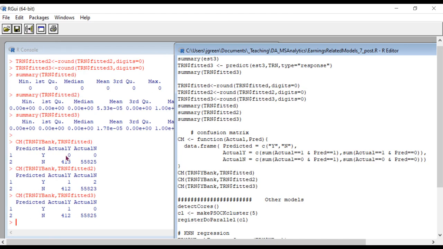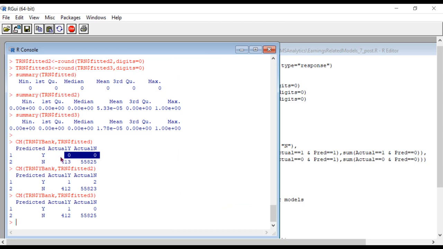So here we predicted nothing with bankruptcy. That means for those that were actually bankrupt, we have 413 that actually went bankrupt, and 55,825 that were not bankrupt, but we didn't get any bankruptcy prediction right. But what we did get right is a bunch that were not bankrupt.